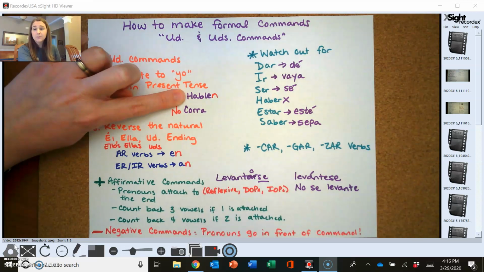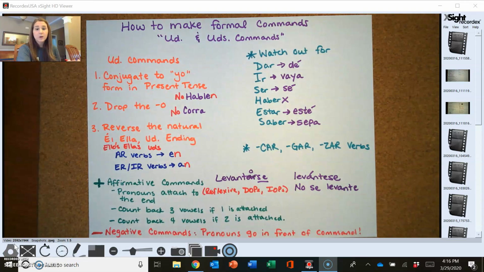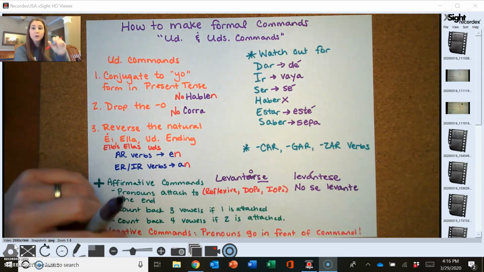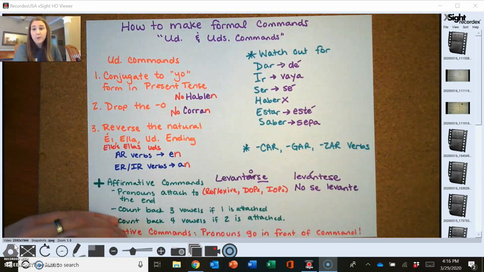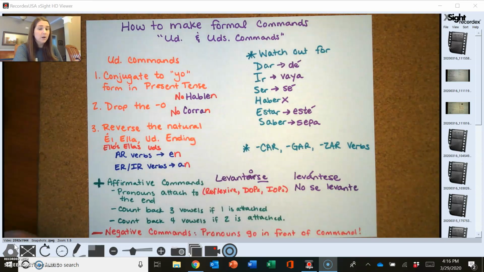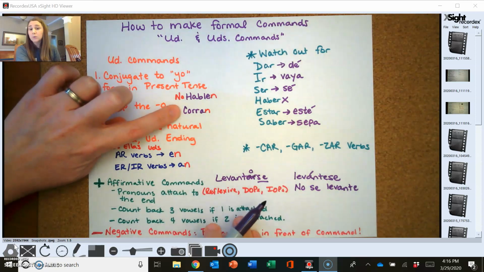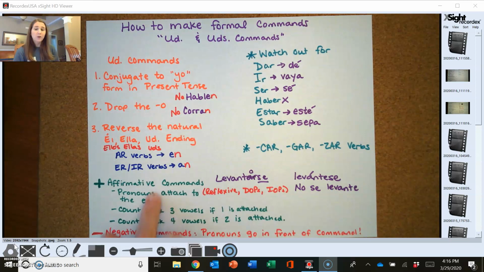It's the exact same thing for affirmative or negative forms. All right, if I'm telling y'all don't run in the halls, no corran en los pasillos. Okay, no corran. Or if I'm telling you it's PE class, you need to run right now, corran. Okay, it's the exact same thing, and it's going to follow the same rules for affirmative and negative commands.